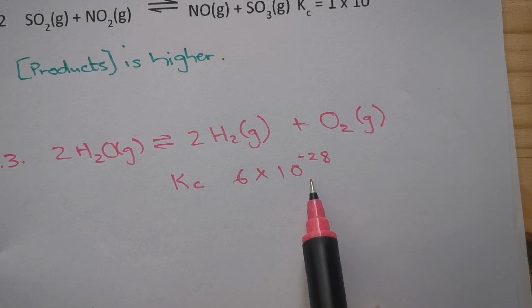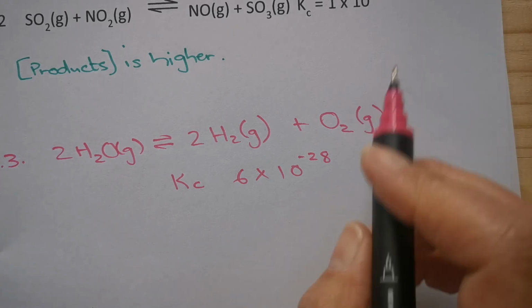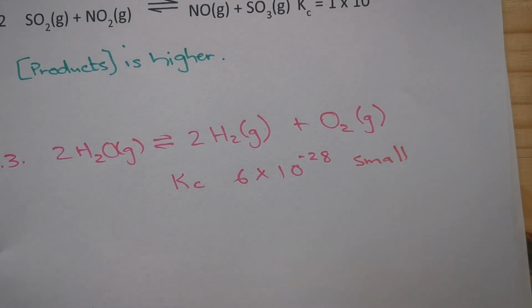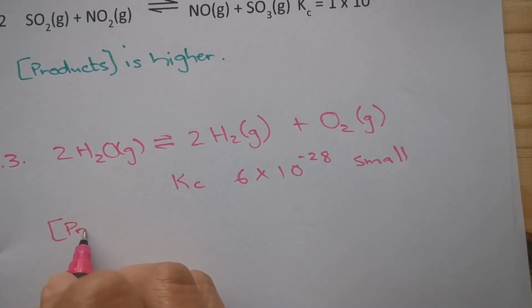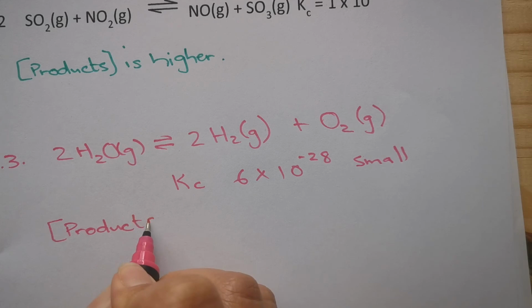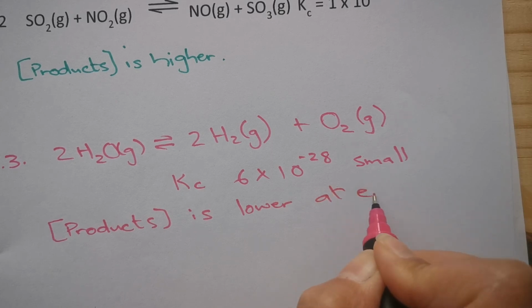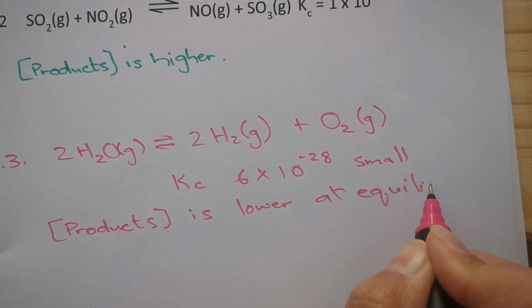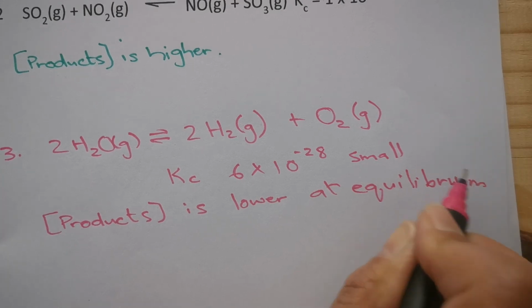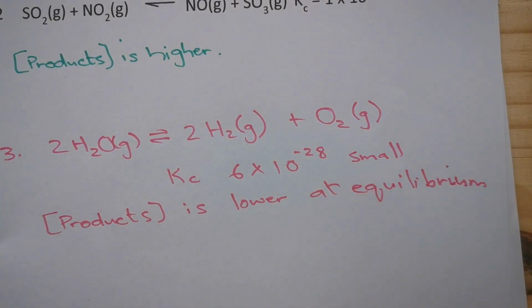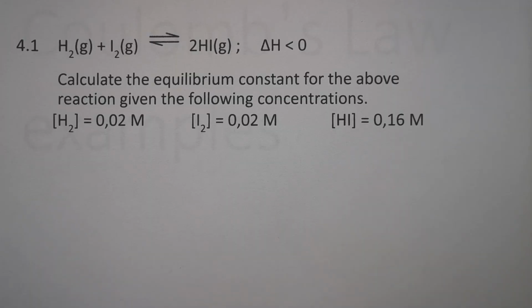This is my last example, and it's very interesting because, as you can see, the Kc value is tiny. 6 times 10 to the minus 28 is a really, really small number. And what it indicates to us is that when we create this fraction, the denominator, in other words the reactants, are much, much higher than the products. So here it tells me that the concentration of my products is lower at equilibrium than the reactants are, which means this particular reaction is going to need a little bit of help in order for us to actually make money from it.